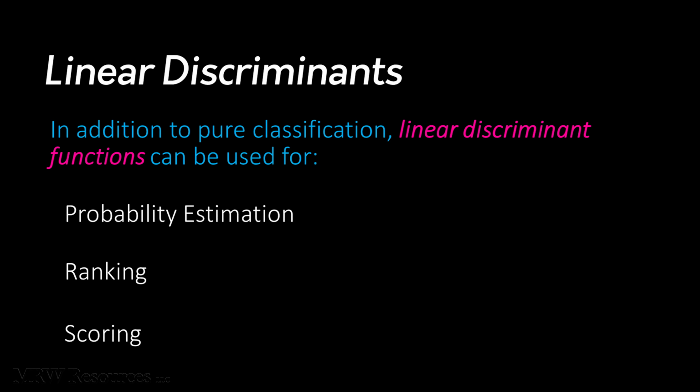Similarly, we may not need an exact probability of class membership, but simply some kind of a score that tells us which instances are more or less likely to belong to the class of interest, even though we don't have an exact or even an approximation of a probability. So all of these approaches can be used rather than a strict either-or prediction value.